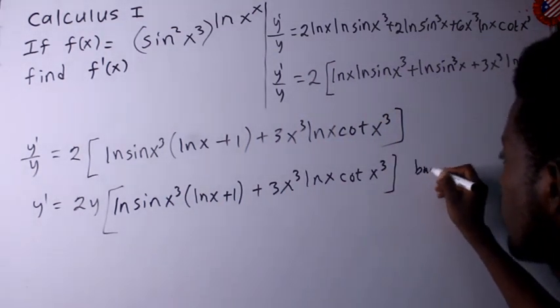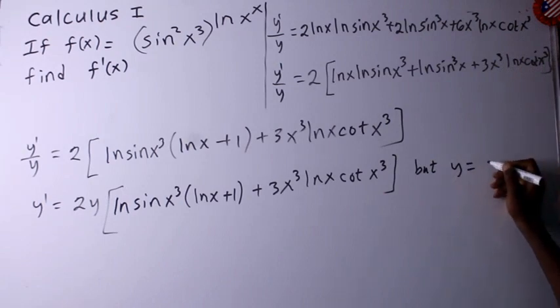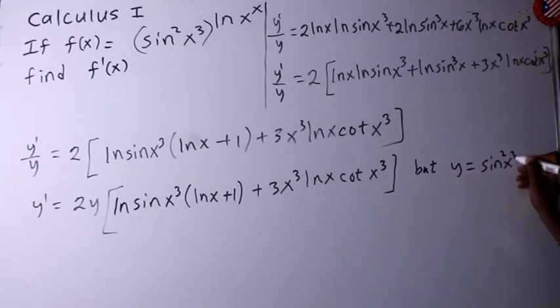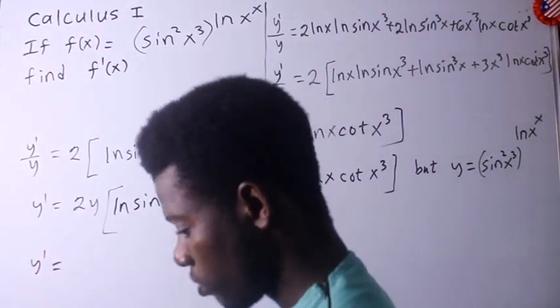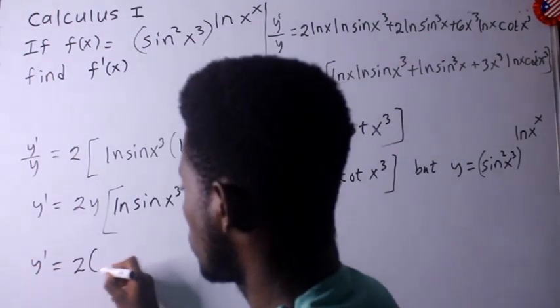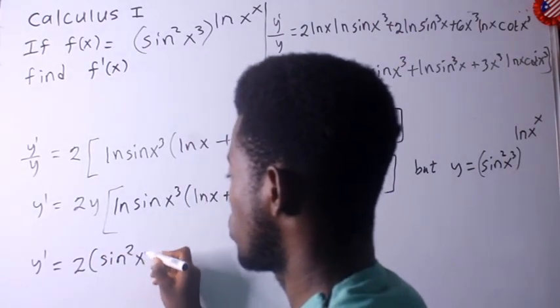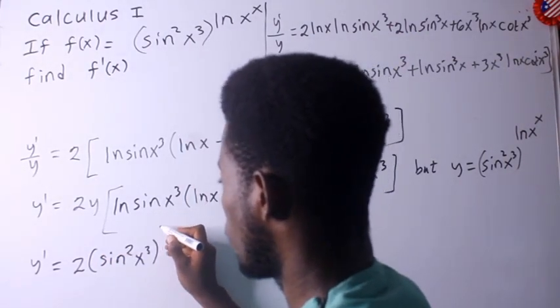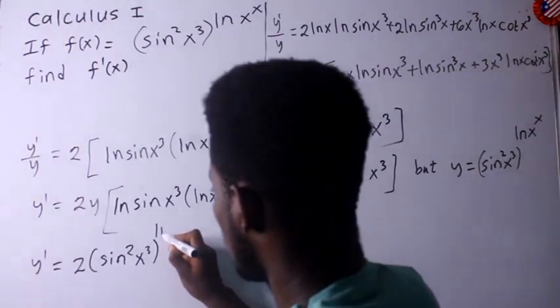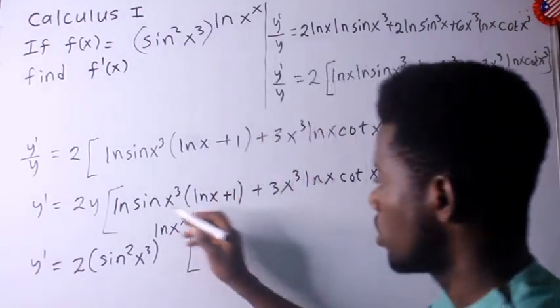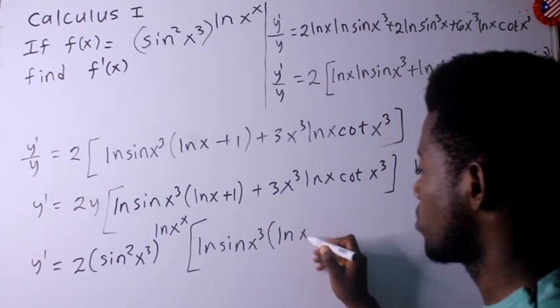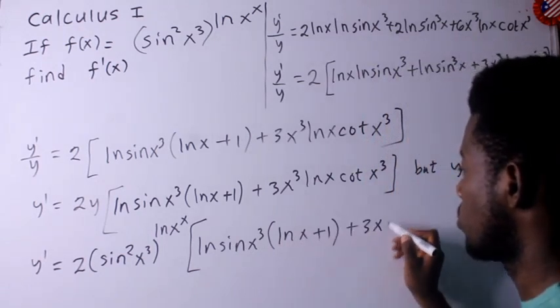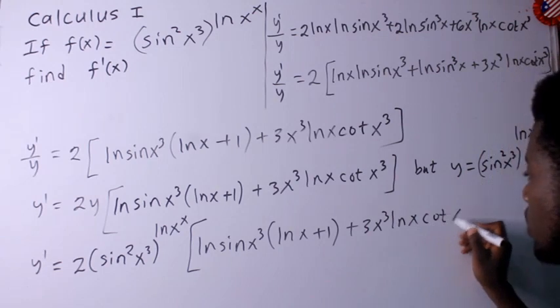But I know what y is. From the beginning I know that y is equal to sin squared x cubed all raised to the power of the ln of x to the x. So I'm going to write that here. I'm going to write y prime is equal to 2 sin squared x cubed, so it's sin squared x cubed all raised to the power of ln of x to the x multiplied by the ln of sin x cubed multiplied by ln of x plus 1 plus 3x cubed ln of x cotangent x cubed.